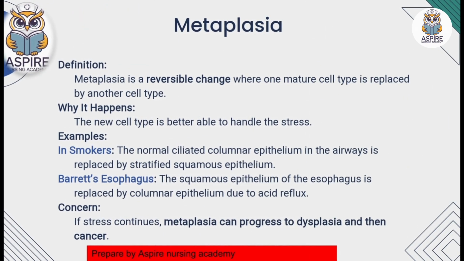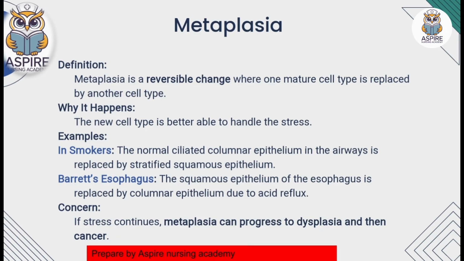3. Metaplasia. Now listen carefully. Metaplasia is very important clinically. It means one mature cell type is replaced by another mature cell type. But why would the body do that? Because the new cell can handle the stress better.